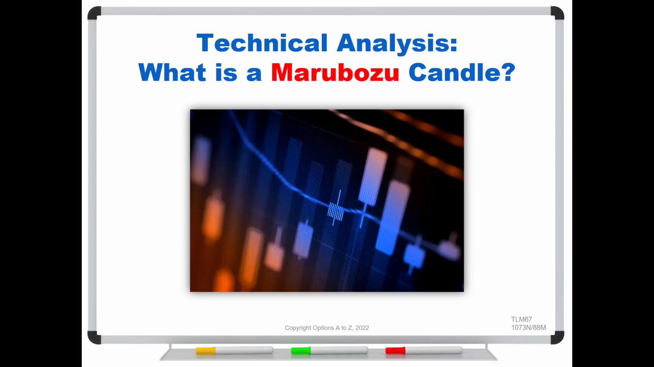Well, every once in a while we do some videos on technical analysis, whether they are on overlays, lower studies, moving averages, and every once in a while we do candlesticks. And that's what we're going to do today. We're going to talk about a particular candlestick that is called a Marubozu. What is it and what does it signal?